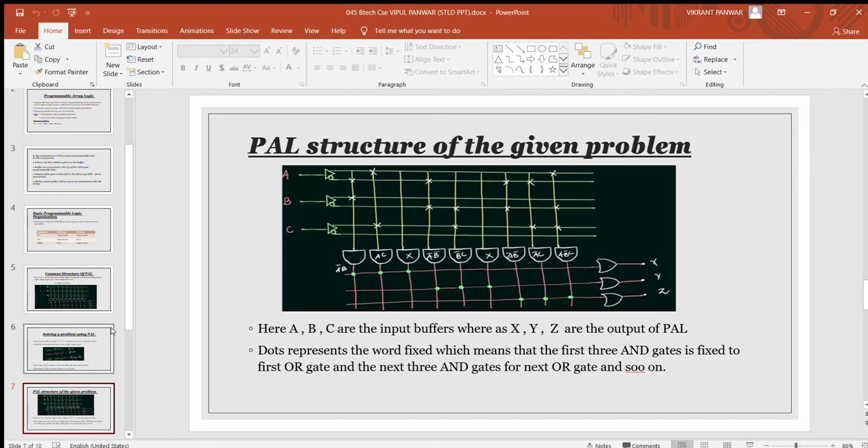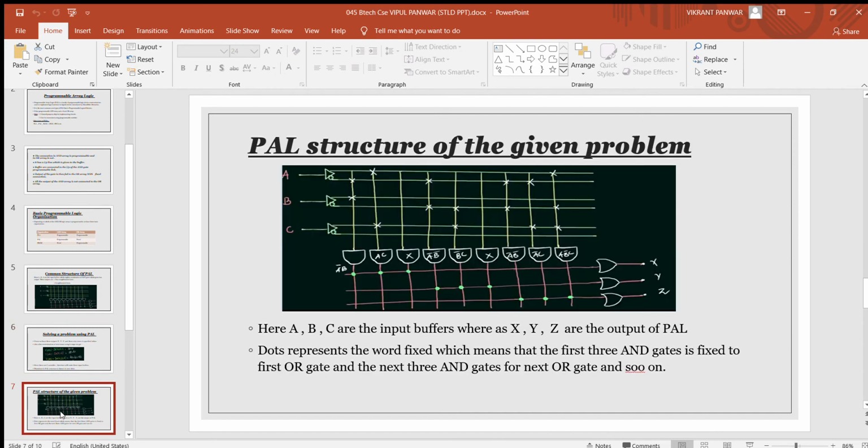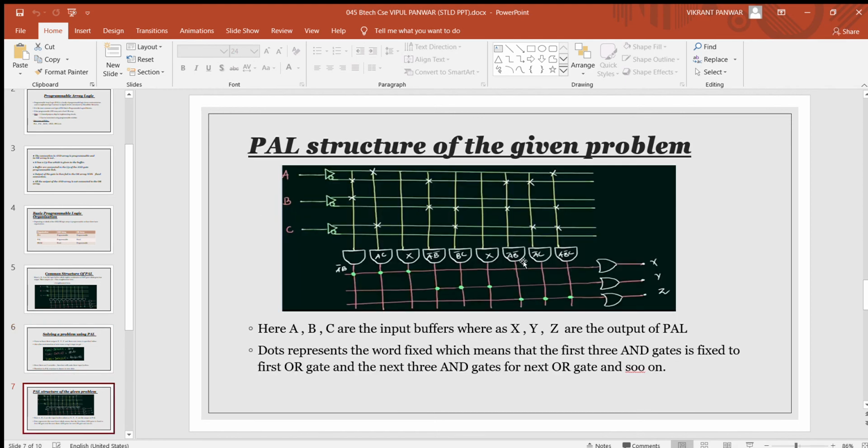Similarly, if we see for y, its minimization is a bar b bar plus b bar c. So we'll mark it in the AND gate line. These two AND gates are represented by a bar b bar, and the second AND gate b bar c. And similarly, since there are two min terms, the third AND gate is not usable, so we use fuses to disconnect these points, and this AND gate is free. But in case of Z, we have three min terms, so all three AND gates are used.